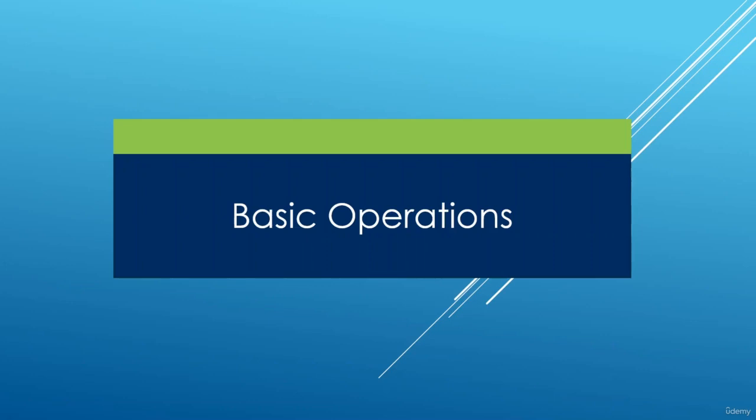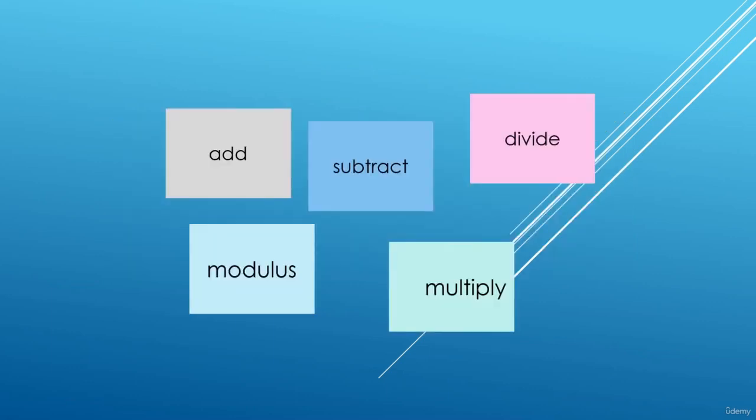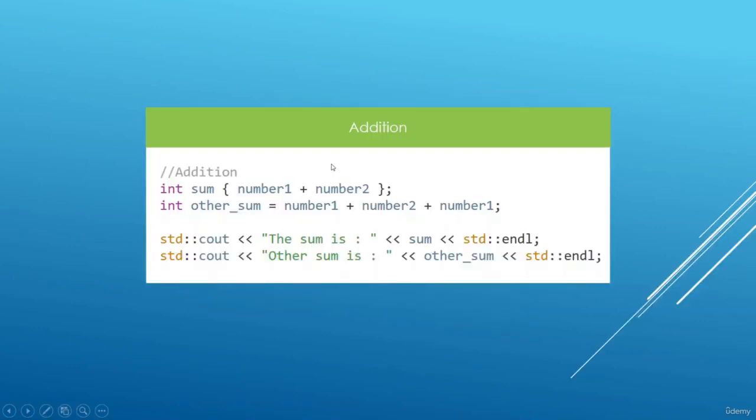In this lecture, we're going to be looking at some basic operations you can do on the data in your C++ program. We are going to be specifically looking at addition, subtraction, dividing numbers, the modulus operator, and multiplying stuff. We have seen addition before.